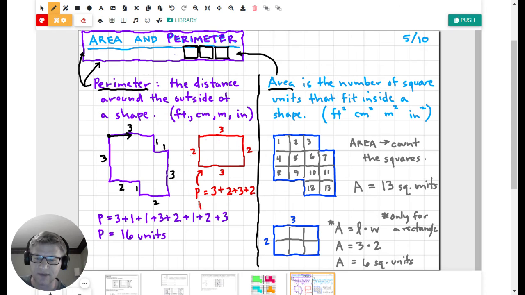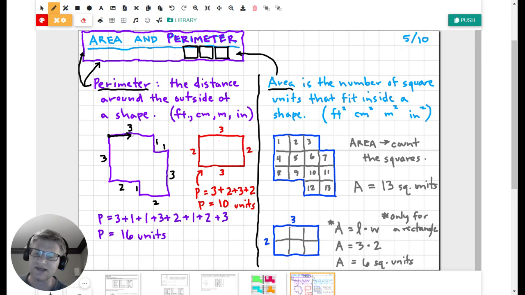But 3 plus 2 is 5, and 3 plus 2 is 5 again. So we know the perimeter is 10 units. So clearly the bigger shape has a much bigger perimeter, right? This one has a perimeter of 10. This one has a perimeter of 16.